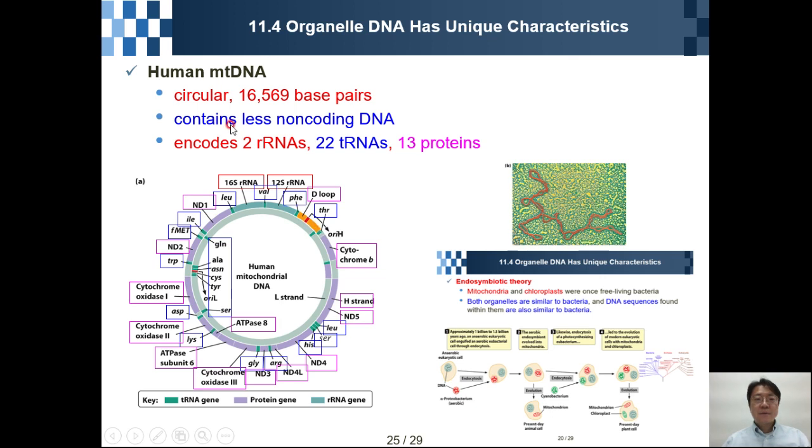so it means that all of the sequence is coding DNA. For example, they encode two rRNAs. One is 16S rRNA, the other is 12S rRNA. They also encode 22 tRNAs. For example, these tRNAs encode leucine, valine, phenylalanine, threonine, and there are several others. They also encode 13 proteins, especially starting from cytochrome B, then ND5, ND4, ND4L, ND3, cytochrome oxidase 3, ATP synthase subunit 6, and something else like this.